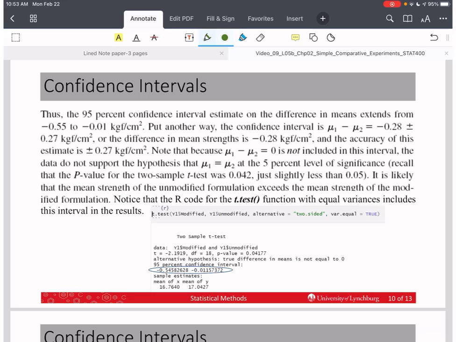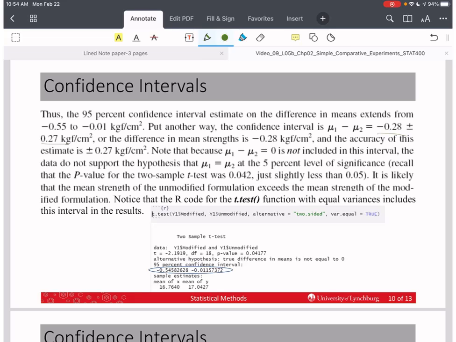So now, I won't read this. This is from the book. But I will give you the idea. The confidence interval estimate ranges from negative 0.55 to negative 0.01 kgf per centimeter squared. Or we could say again that it's negative 0.28 plus or minus 0.27. That method is my least favorite because it requires the reader to do the calculations. So either of the other two are more preferable to me.